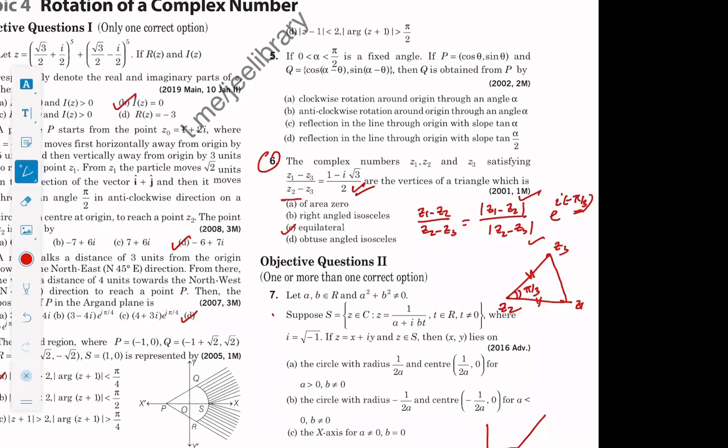I have just interpreted this one. Theta, this one is 1 by 2. This is 1 by 2 minus i root 3 by 2. So this is cos pi by 3, this is sin pi by 3. So cos pi by 3 minus i sin pi by 3, that is e to the power minus i pi by 3.